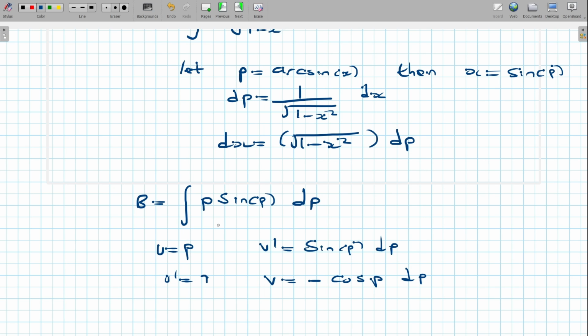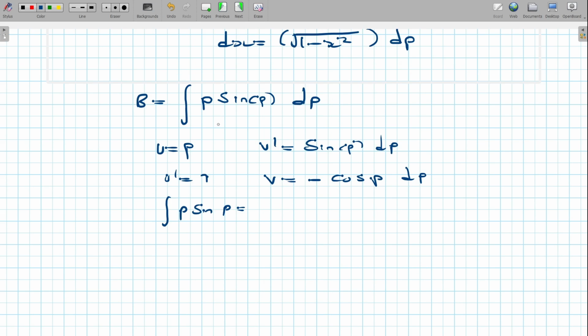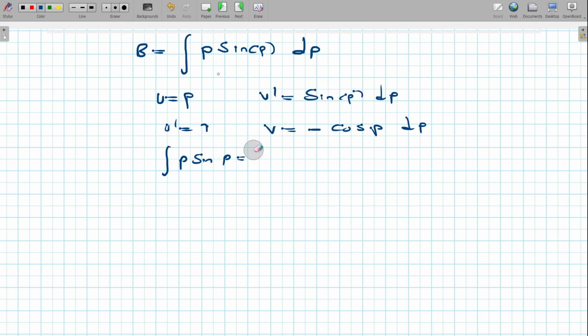And now what we're going to do is put everything into one formula. We have that the integral of p sine p dp is going to be equal to, because it's u multiplied by v, minus p cosine p, like so, and then plus the integral of cosine t dt.